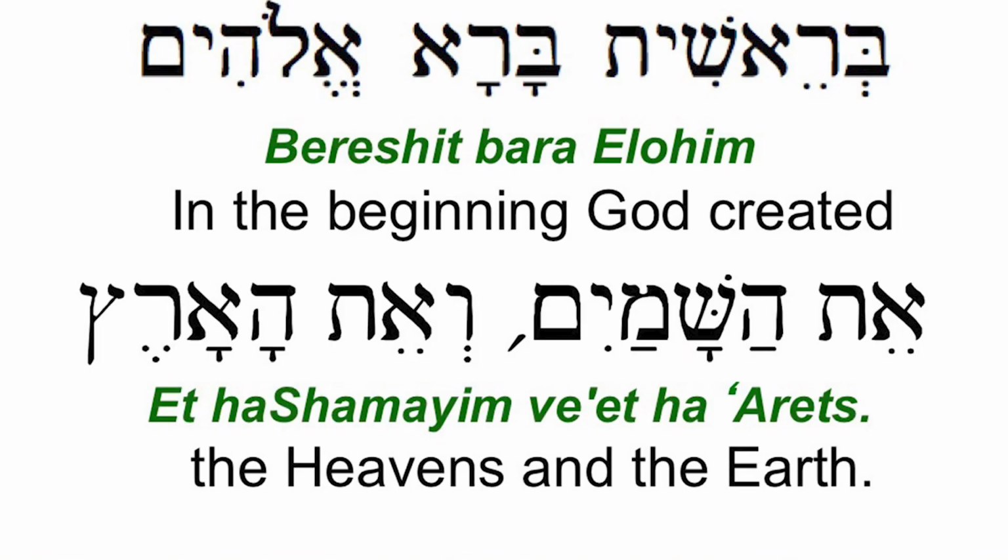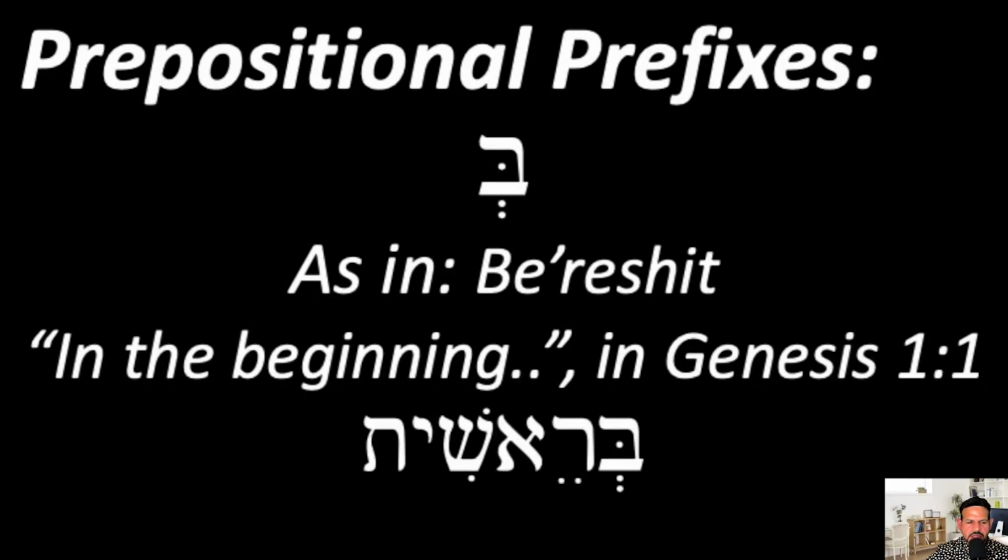Bereshit. Bereshit. When we look at Bereshit bara Elohim, which is translated "in the beginning God created," et hashamayim ve'et haaretz, "the heavens and the earth," we see that Bereshit has a prefix in front of it, and that is the letter Beit, the letter Beit. Now, let's go back for a minute.